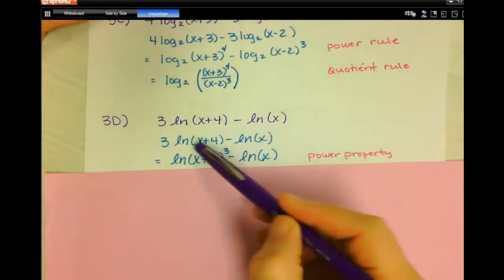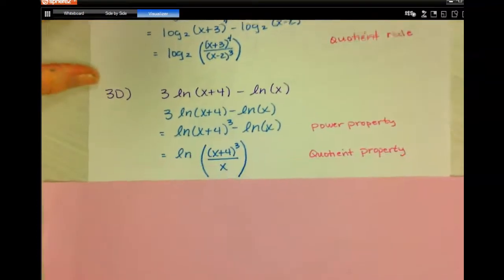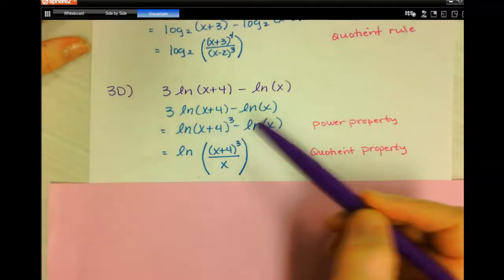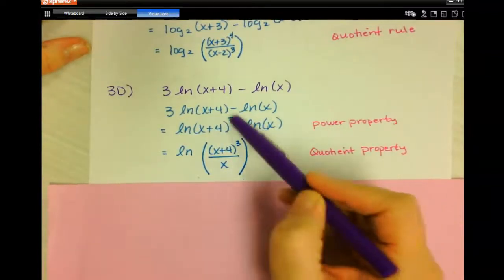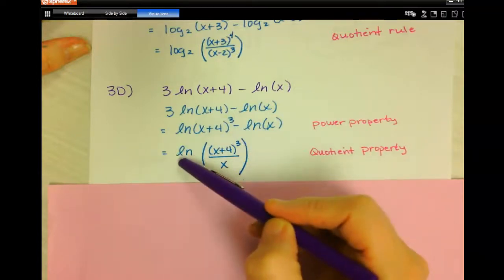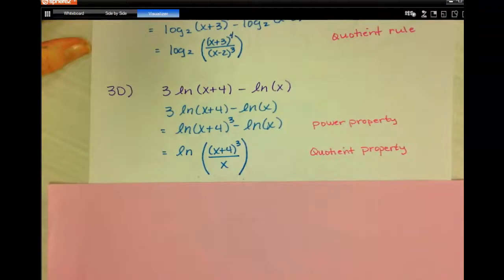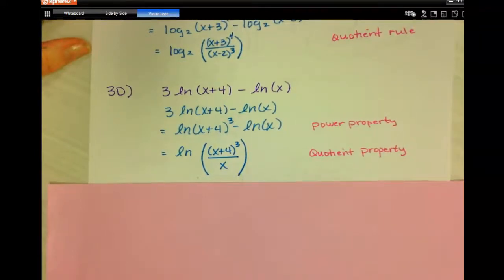and notice the power goes to that quantity, x plus 4. And then the subtraction means I'm going to connect these two back together with division. So I take this argument divided by this argument with one word log out here. And this time it's natural log instead of log, which could be any base.